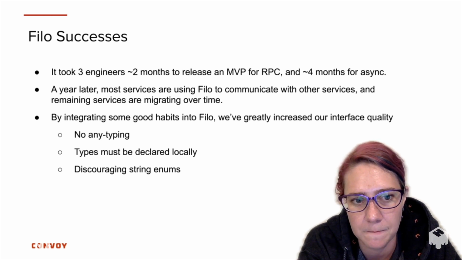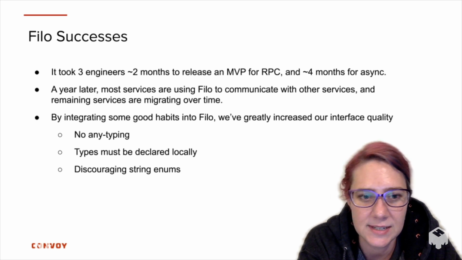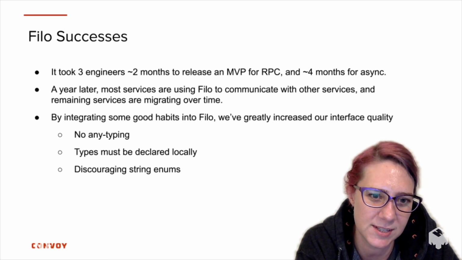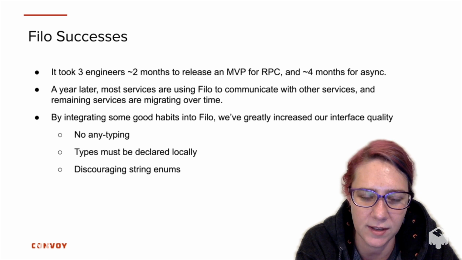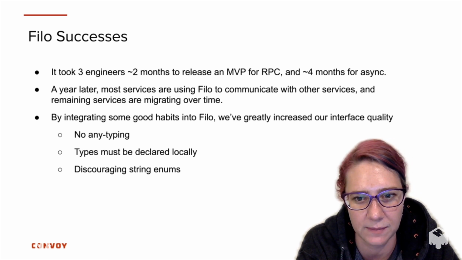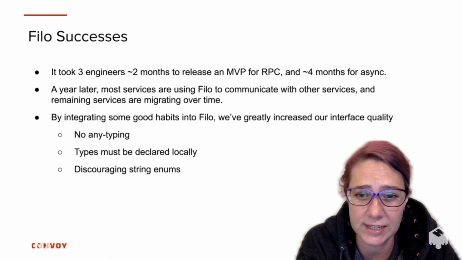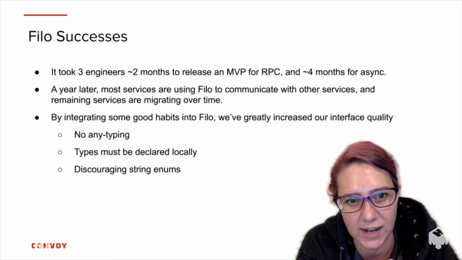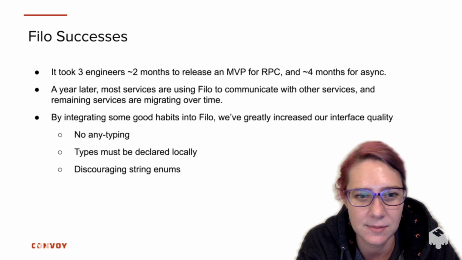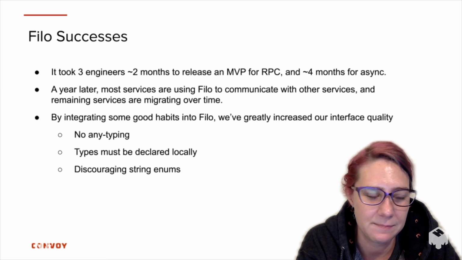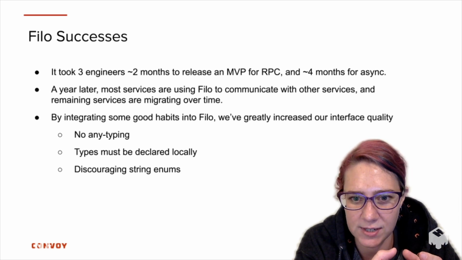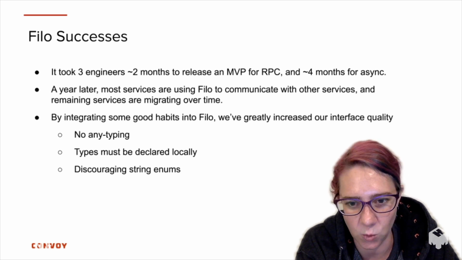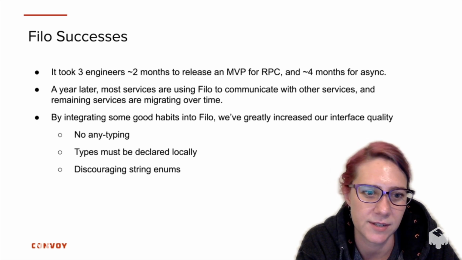We also have types that need to be declared locally. This is an issue that we had with constants being declared in one area and other services trying to import them in. It was really hard to keep them in sync, and there'd be discrepancies that weren't easy to track down. By having those types declared locally, it becomes much simpler for the services to keep them up to date, and it's easier for clients to understand what types are being supported by the service.